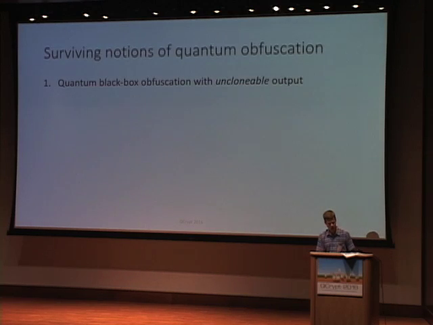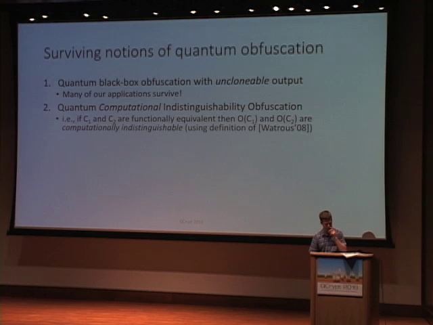In my last slide, let me tell you that there are just some surviving notions of quantum obfuscation that we don't touch. One, as I said, is quantum black box obfuscation, a very strong notion, but with an absolutely unclonable output. In that case, maybe the surprising thing is we can get many of our applications to survive. These are applications that everyone in the room, I'm sure, agrees seem too good to be true. But in fact, we can't prove that this one case is impossible.